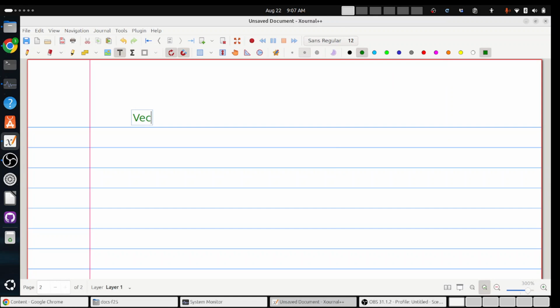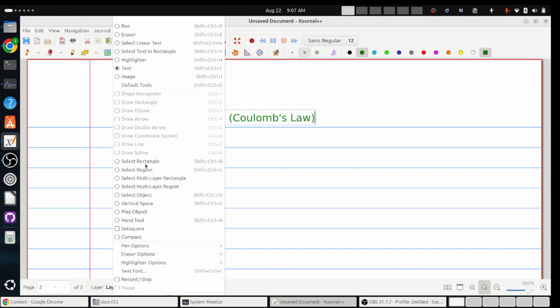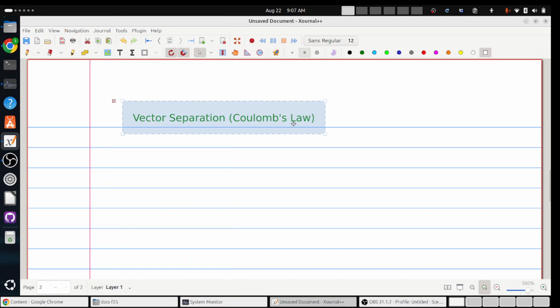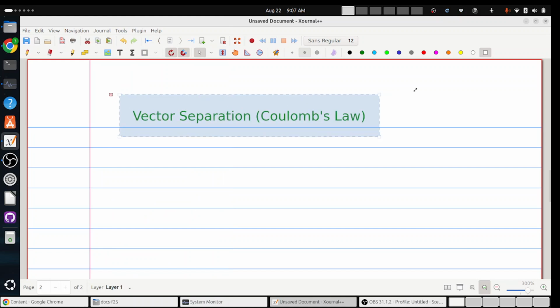Okay, so we're looking at the vector separation as applied to Coulomb's law. And we're going to do a little bit of practice here on this today, and then you'll have some other additional practice problems with the homework.